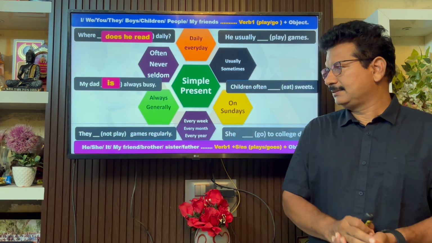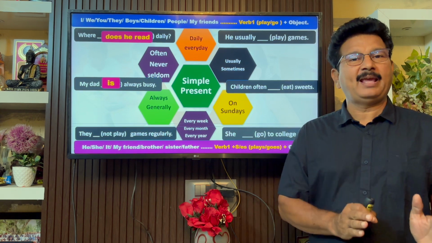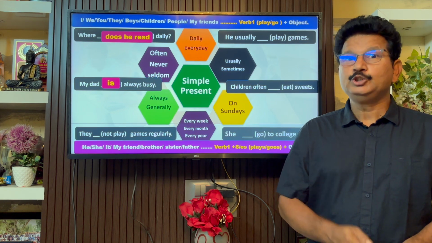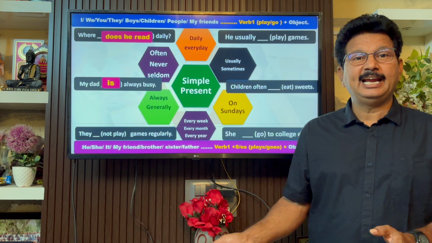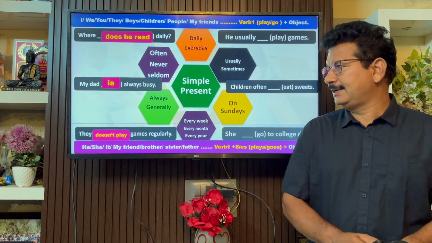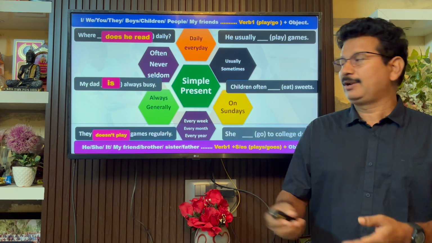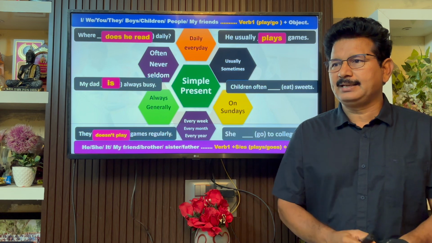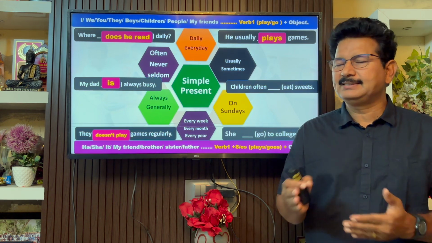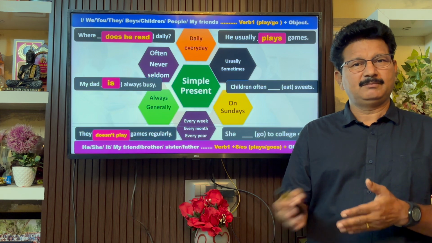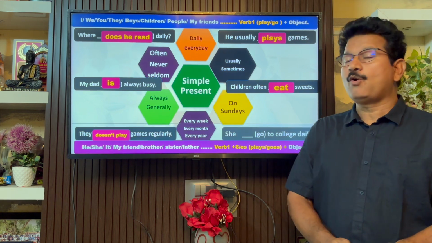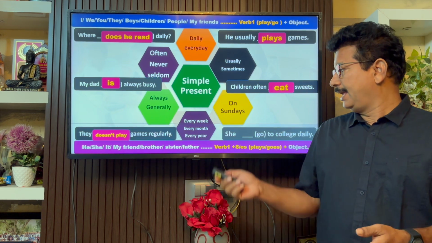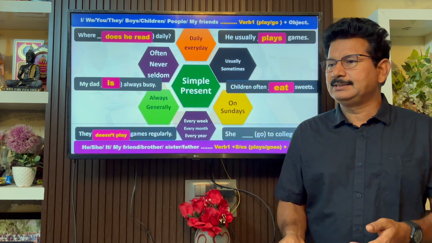And now if you look at the third one, they not play games regularly. So what do you say? They don't play. If it is she, it would be she doesn't play. So here the answer is, they don't play games regularly. Now, another keyword we have is usually. So the answer is, he usually plays games every morning. And the next one is, children often eat sweets. Children is plural, so it's children often eat sweets. Now the next one is, she dashed to college daily.